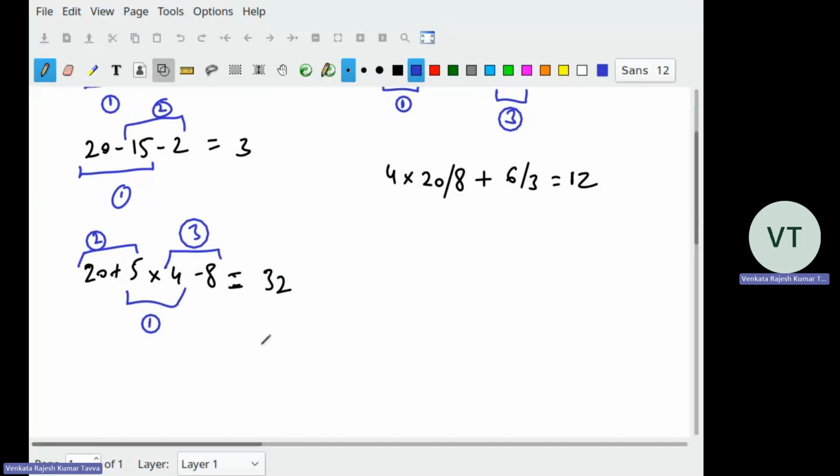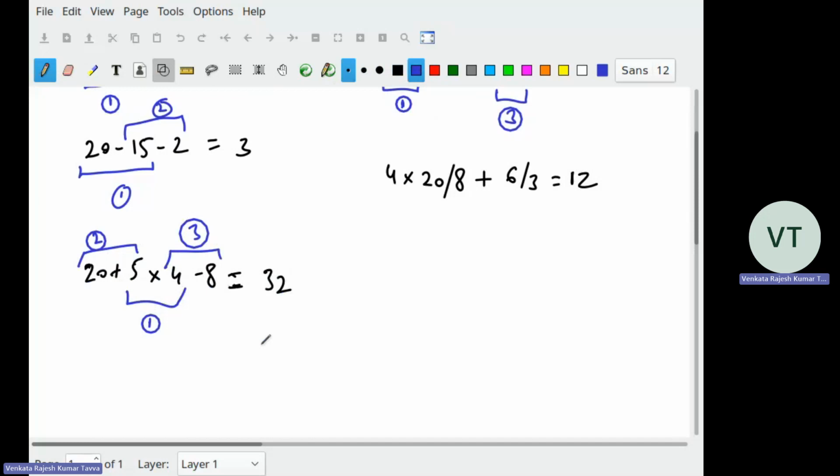But within multiplication and division, they have the same precedence. Whichever comes first, you will perform that operation first. Similarly, within addition and subtraction, they have the same precedence. Whichever comes first, you will perform that operation first. Okay. So there are two things. One is precedence. Second is, within the same precedence operators, which one should you perform first? Whichever comes first on the left, you perform that first. So you go from left to right. This is called left to right associativity.